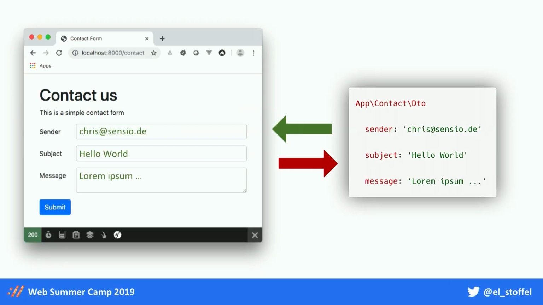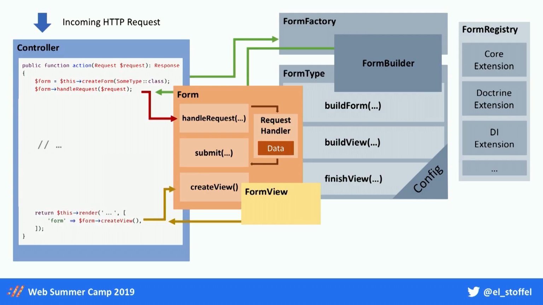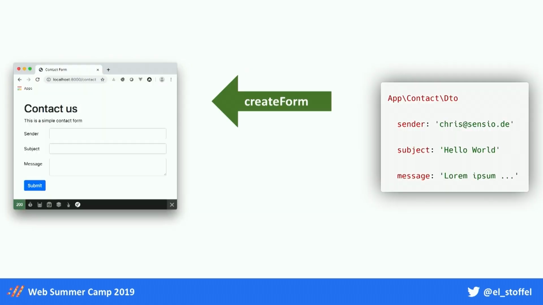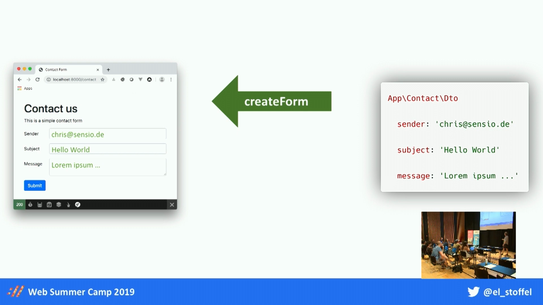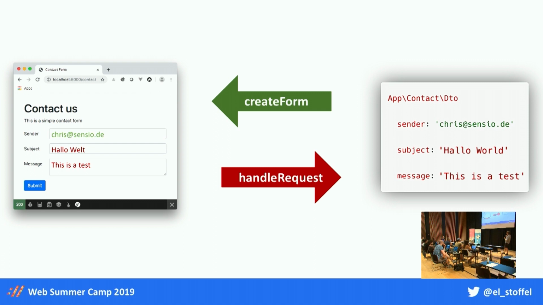And let's go back to this. You remember that was our starting point. Having an HTML representation of a form and having an object. So, and you remember this one? Let's try to combine that in a way. So we create a form, we change it, and then we handle request, and we change the object, right? So that's the way the form component works.